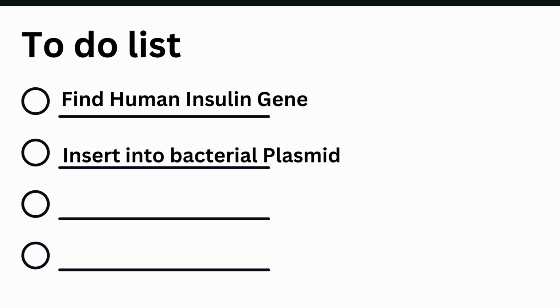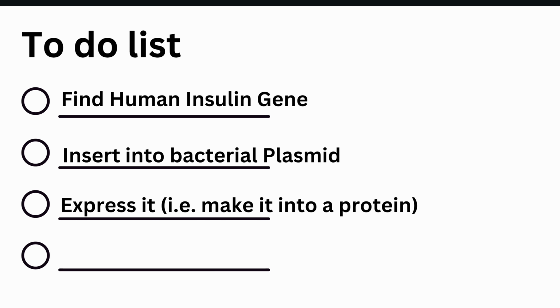After we have our special plasmid with the insulin gene, we want to express it, which means that we want to make it into a protein that we can use. And at the end, we want to give it to Leon.